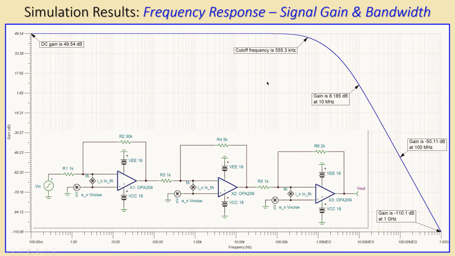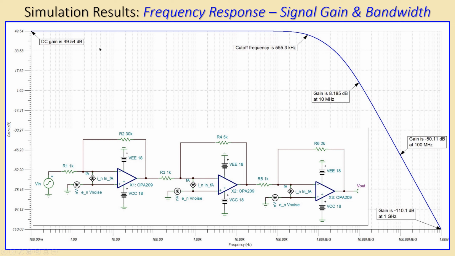Now let's look at the simulation results. The frequency response first, and we will see the signal gain, also the bandwidth and the cutoff frequency. Now this is the DC gain. You can see the 3 stages. This is just the gain plot. We have the DC gain here and some labels.